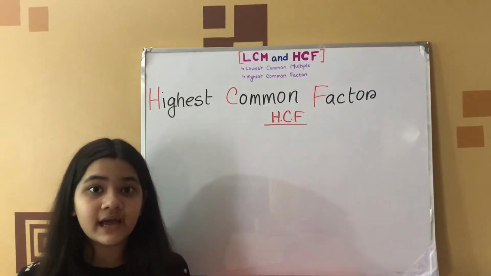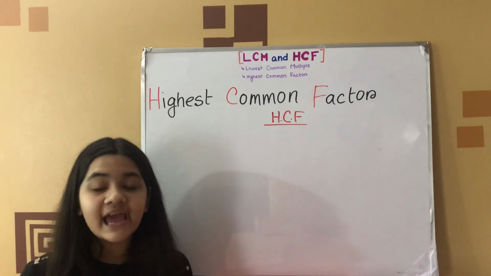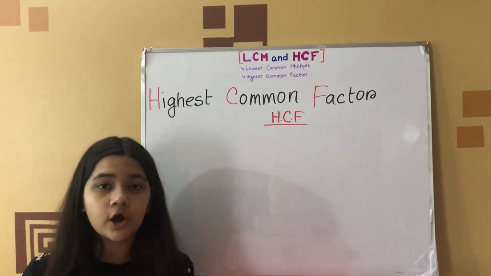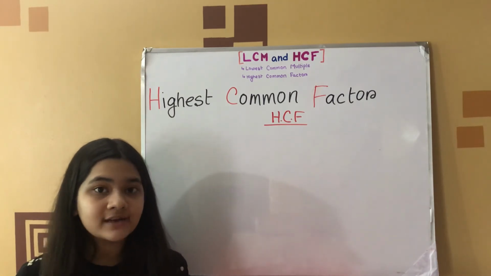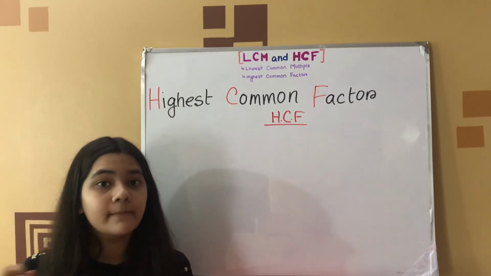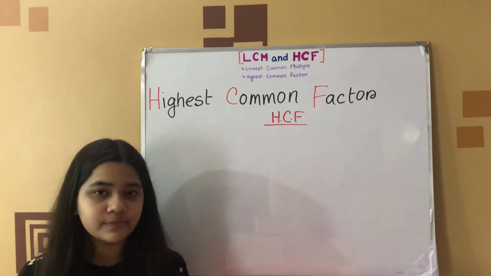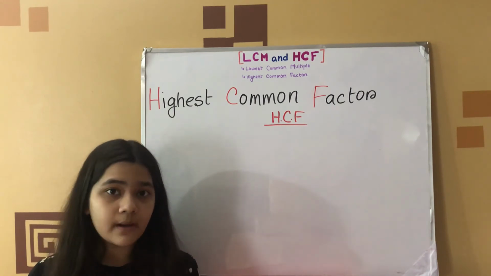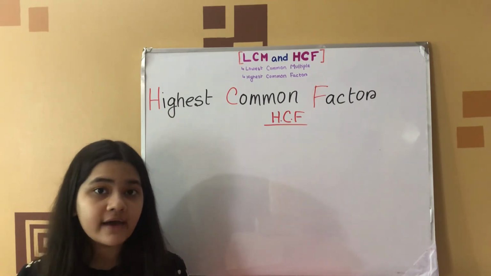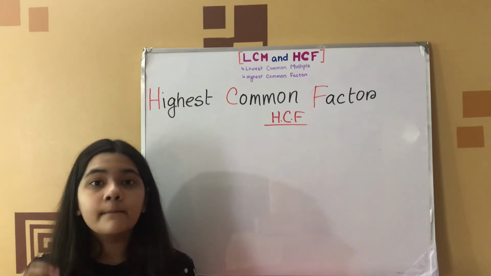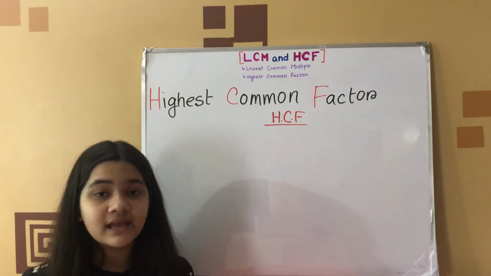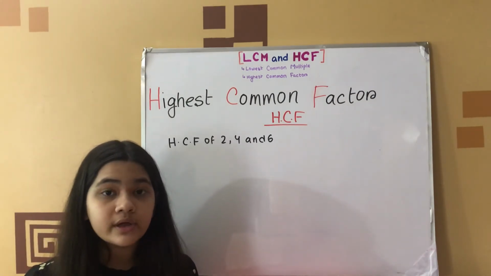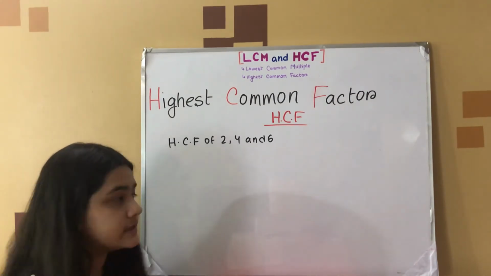Let's learn how to find HCF. So what does HCF stand for? HCF stands for highest common factor, and a factor is a number that we multiply to get the multiple. So to find the HCF of 2 or 3 numbers, we are going to have to find their prime factors. Let's find the HCF of 2, 4 and 6. Unlike LCM, we are going to divide them individually.